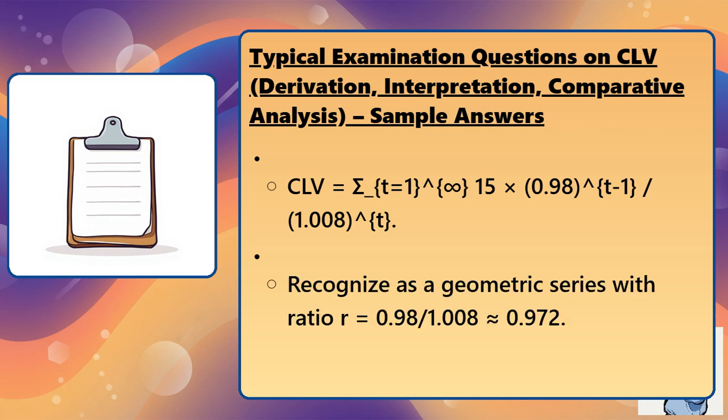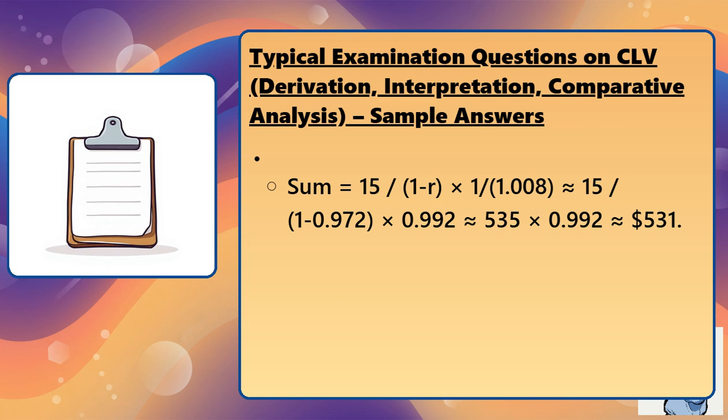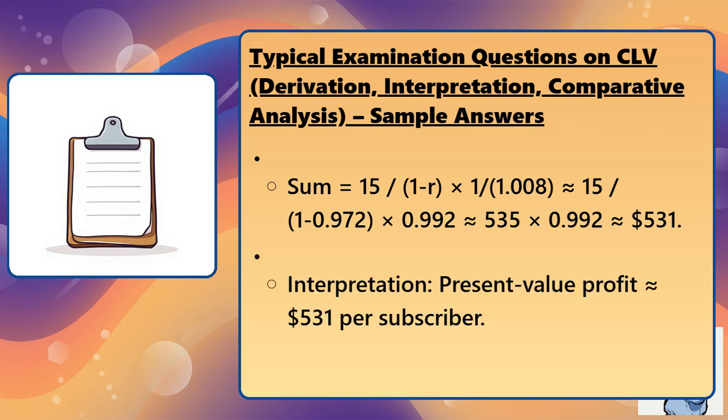Recognize as a geometric series with ratio r equals 0.98 divided by 1.008, approximately 0.972. Sum equals 15 divided by 1 minus r, times 1 divided by 1.008, approximately 15 divided by 1 minus 0.972, times 0.992, approximately 535 times 0.992, approximately $531. Interpretation. Present value profit approximately $531 per subscriber.